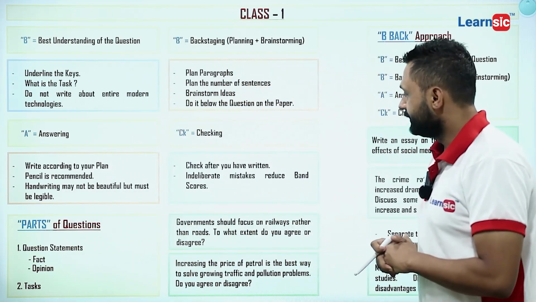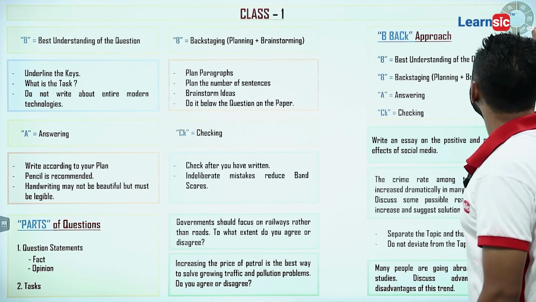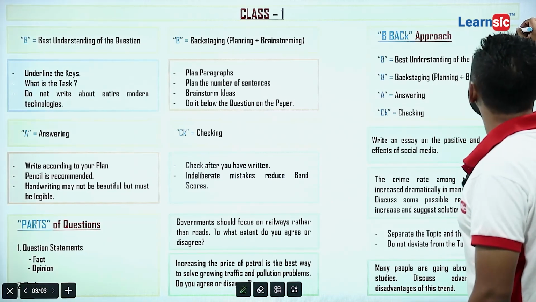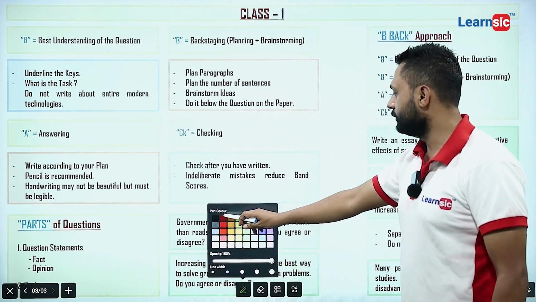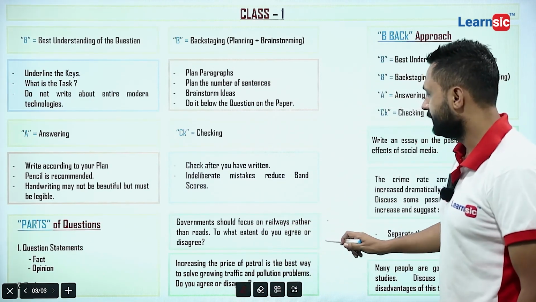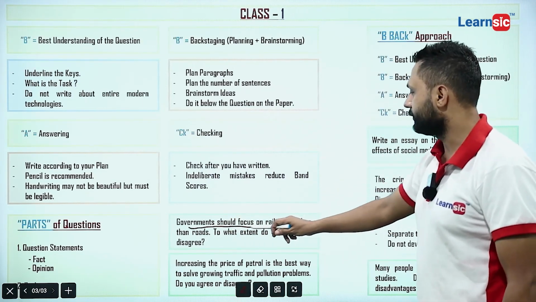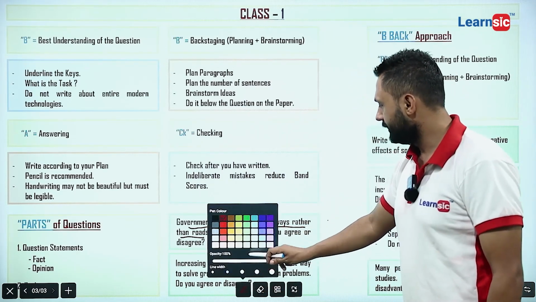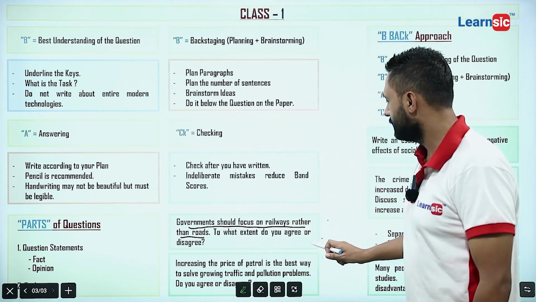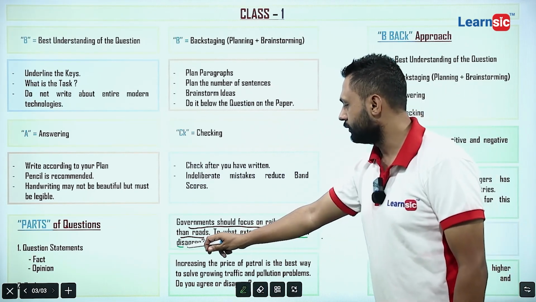Here it is. So let's deal with the first question. Take your time. Let's deal with the first question. So what is the topic here? Government should focus on railways rather than roads. This is the topic, and this is the task. To what extent do you agree or disagree?